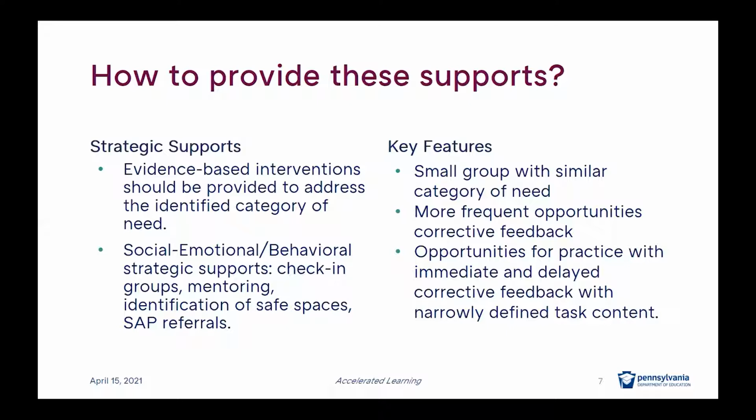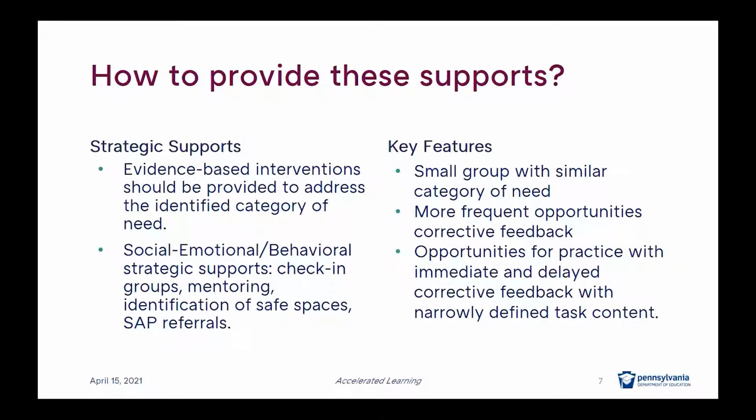When we think about social, emotional, and behavioral needs, these might be some examples of check-in groups, different mentoring programs, being able to identify safe spaces, or SAP referrals. SAP is the Student Assistance Program, and it is in Pennsylvania designed to help remove barriers to student learning. But these all may be examples of social, emotional, and behavioral strategic supports. Again, groups of students with similar categories of need.